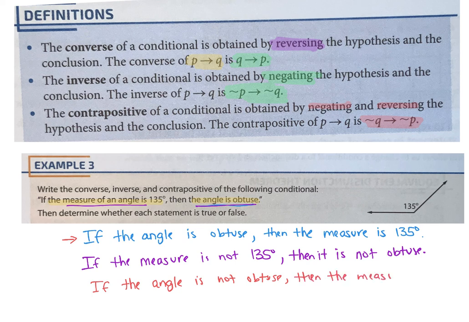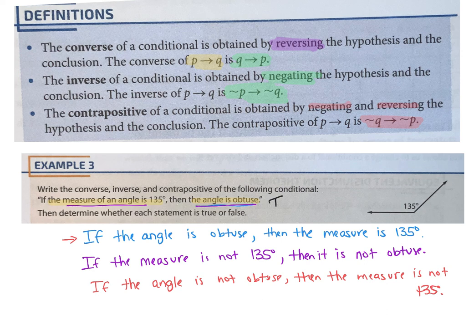All right, so let's talk about the truth value of the conditional statement. The first statement: if the measure of an angle is 135, then it's obtuse. Is that a true or false statement? If you have a measure of an angle that's 135 degrees, it is obtuse. That's true, okay? So this one right here is true. Now, just because it's true doesn't mean the other ones are going to be. So the next one: if the angle is obtuse, then the measure is 135.